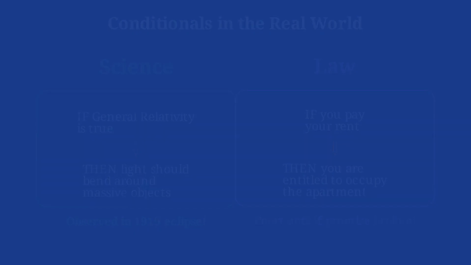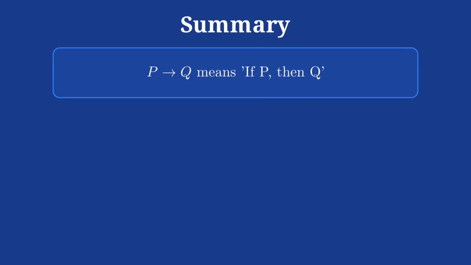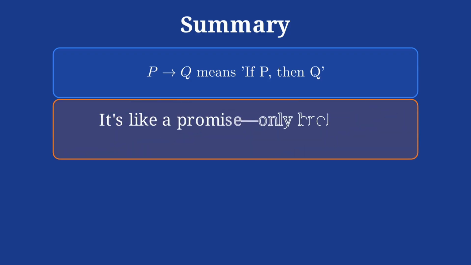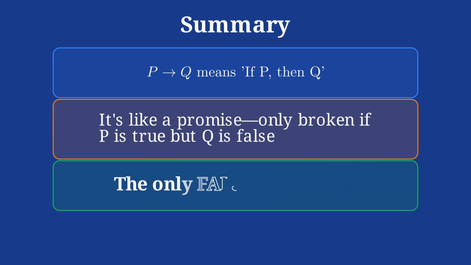Let's summarize what we've learned. First, P arrow Q is the logical symbol for if P, then Q. Second, it's best to think of it as a promise. It's only broken if the condition is met, P is true, but the result does not follow, Q is false. This means the only time a conditional is false is the true implies false case.